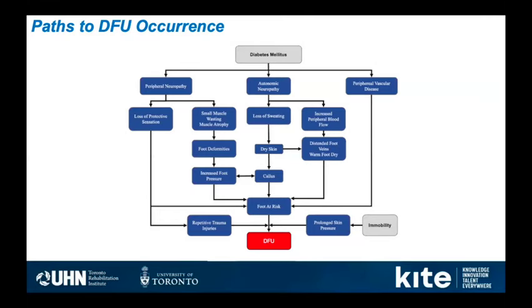Diabetic foot ulcer is a multi-element condition that could stem from one of 3 primary pathways: damage to the nervous system, either peripheral neuropathy or autonomic neuropathy, or peripheral vascular disease, which limits the blood delivery to the area. All of these pathways are triggered by diabetes.